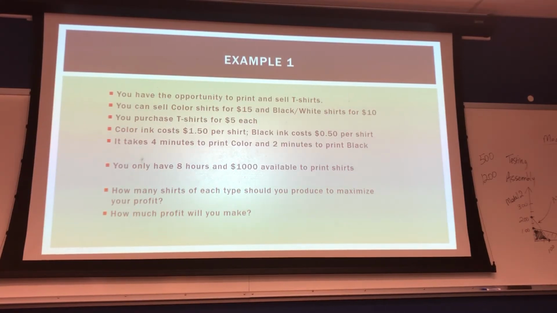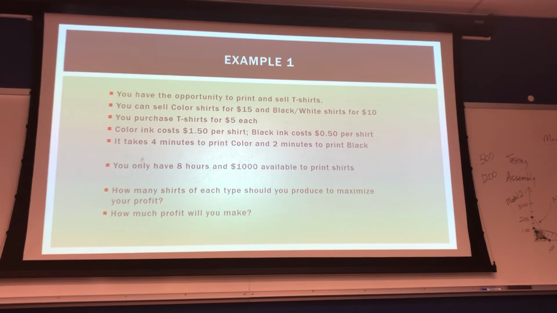Okay, so this example right here is, like I said, our uber small example so that everything will make sense and be very intuitive when we are learning this follow-up tool, okay? We're gonna print and sell t-shirts. The ones with the color ink on the shirt sell for $15, the one with just the black and white shirts for $10. We purchased the blank t-shirts for $5.